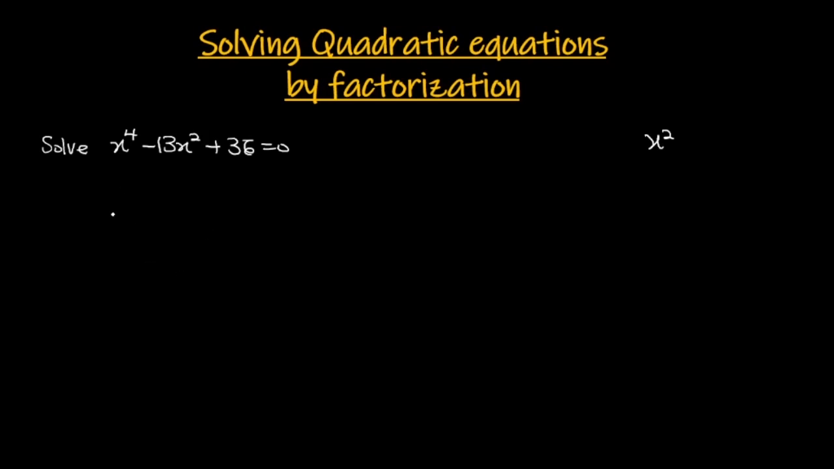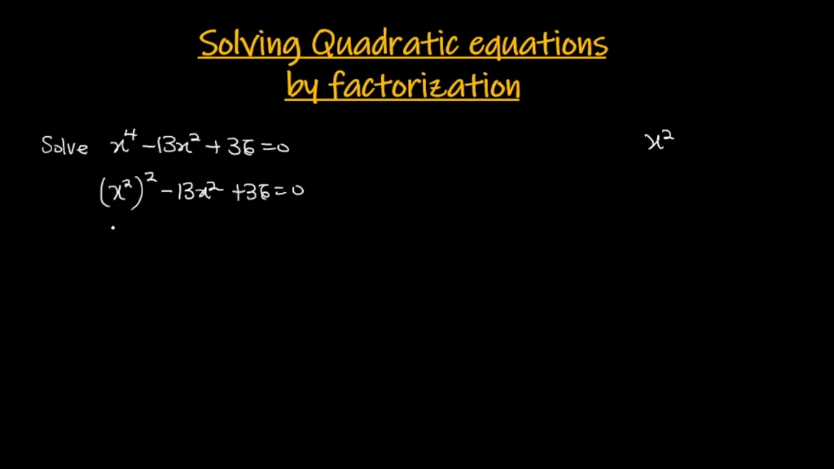By that, I mean I can rewrite x power 4 as x squared squared, and that still gives me x power 4. Okay, so I've not done anything to the equation. Then I repeat the remaining terms here, plus 36 is equal to 0. So I've not done anything to the equation. I've just rewritten x power 4 as x squared squared.